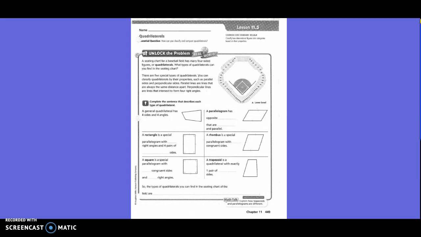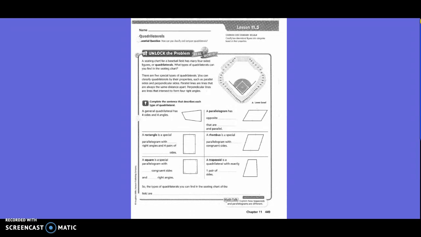You can classify quadrilaterals by their properties, such as parallel sides and perpendicular sides. Parallel lines are lines that are always the same distance apart. Perpendicular lines are lines that intersect to form 4 right angles. Complete the sentence that describes each type of quadrilateral.